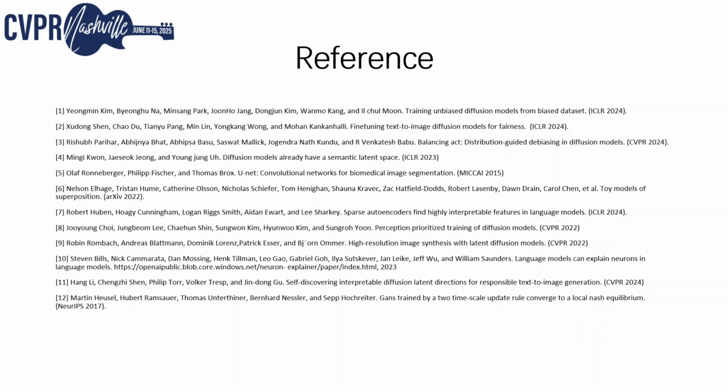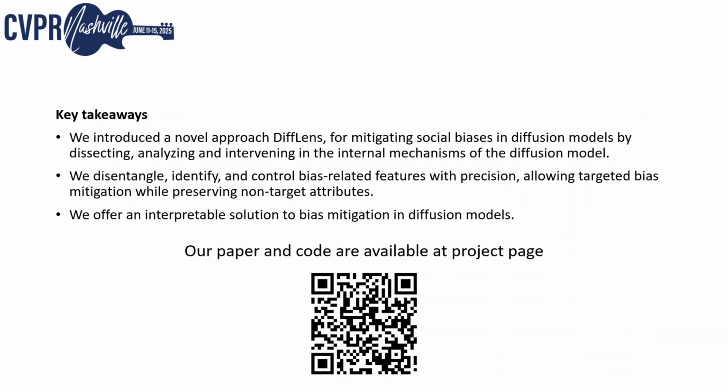Our work builds upon a rich body of existing research in bias mitigation, diffusion models, and interpretability. In conclusion, DiffLens introduced a novel way to mitigate social biases by dissecting internal model mechanisms. By disentangling features, identifying those responsible for bias, and precisely intervening, we achieve effective debiasing while preserving image quality and non-target attributes. Thank you for your attention.